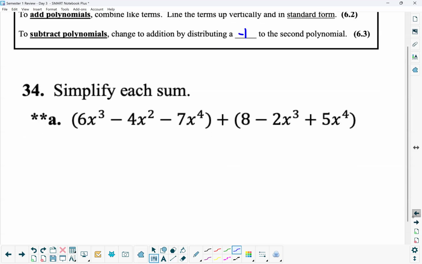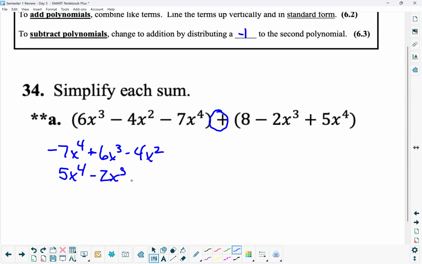So the first thing I'm going to do to find this sum, it's a sum, we're adding. I'm going to write this first polynomial in standard form. -7x to the 4th plus 6x to the 3rd minus 4x squared. And then line up my like terms. I have a 5x to the 4th. I have a -2x to the 3rd, and I have a +8. So remember, you're lining up based on the exponent of the x.